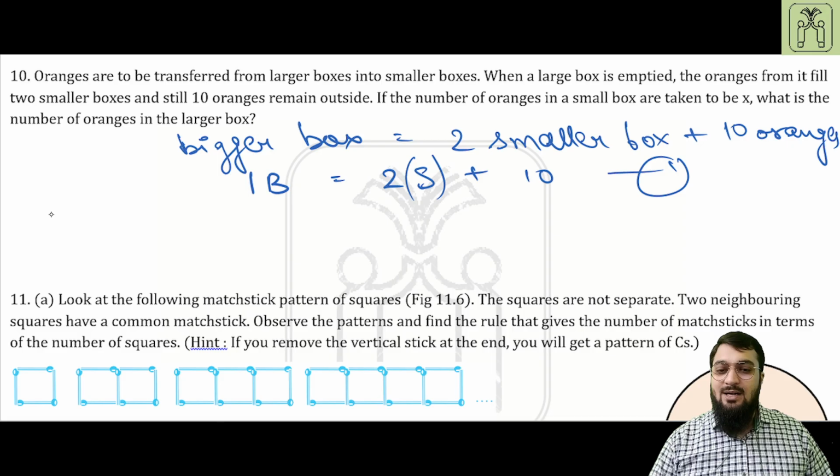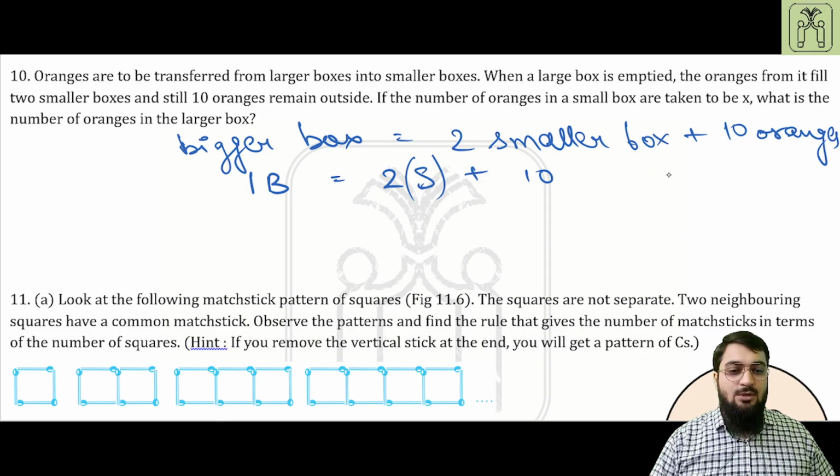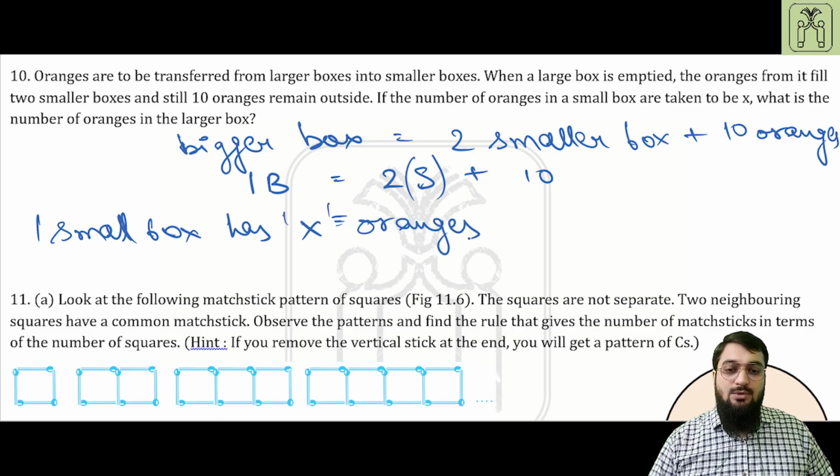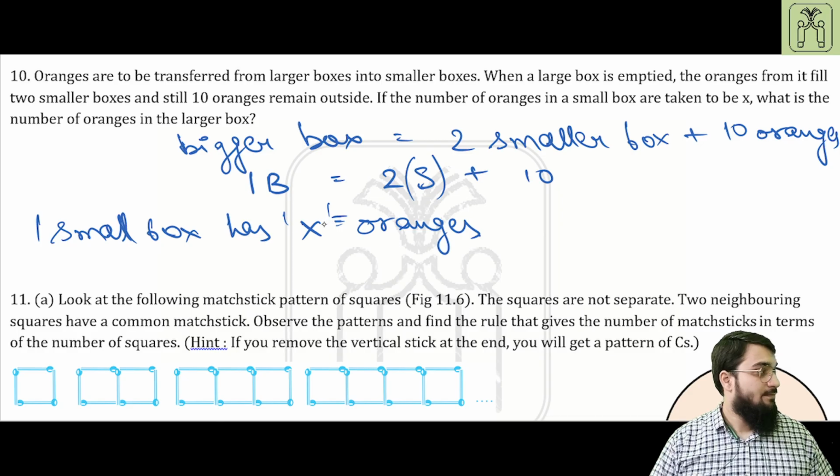Now we say that s is the number of oranges. So before writing equation number 1, what we have to do is write the number of oranges in the larger box, and the number of oranges in the small box is taken to be x. So one small box has x oranges. One small box has x oranges.